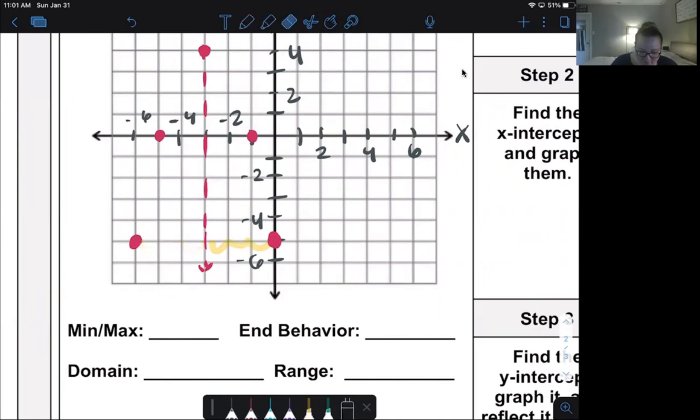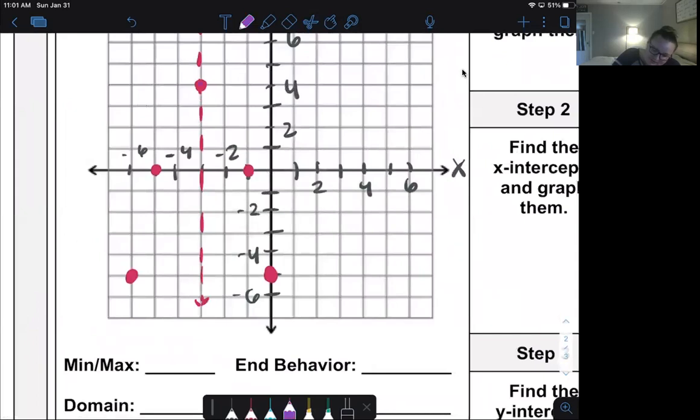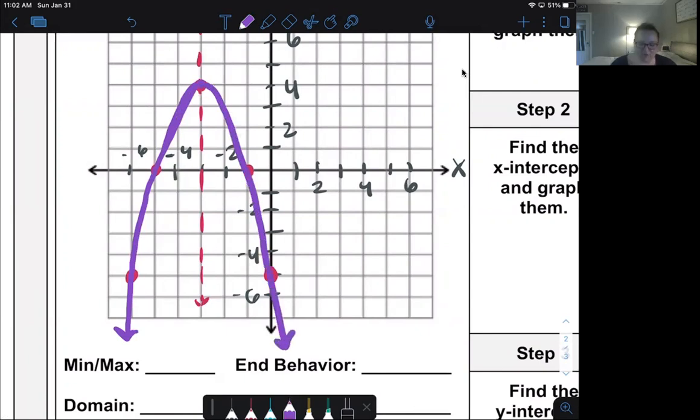And I see my parabola shape start to emerge here because my vertex is up here, and then to the left, I'm going down. Make sure it's a U shape. You want it to be rounded. And then to the right, I'm also headed down. So check it out. Our end behavior then is down and down.